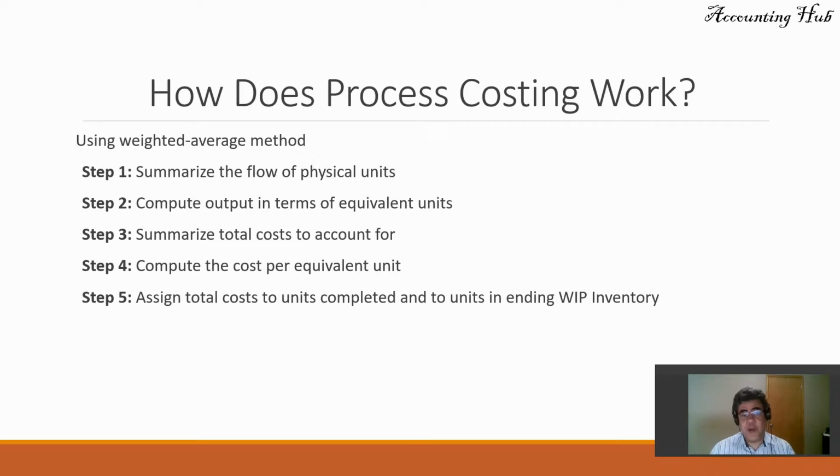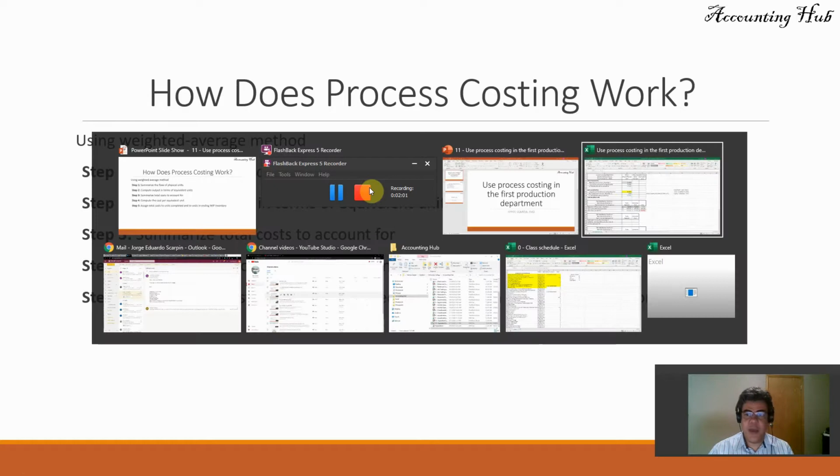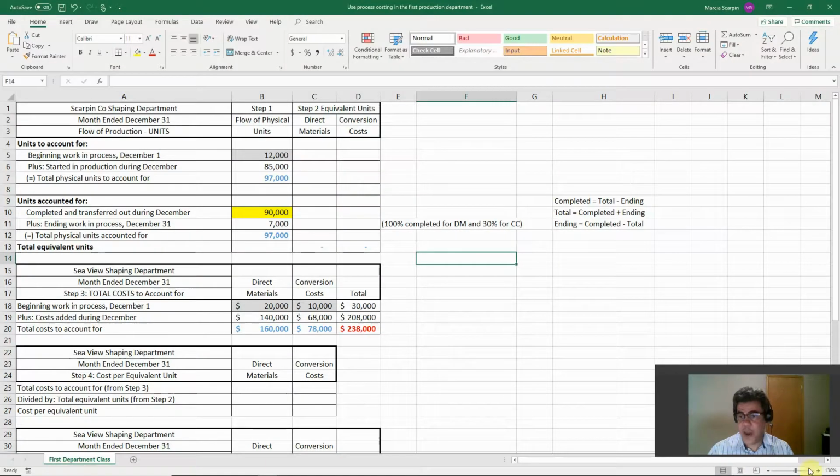The first one, summarize the flow of physical units. And then compute outputs in terms of equivalent units. And by the way, we also have a video about equivalent units that is also in our video description. Step number 3, summarize the total cost. Step 4, compute the cost per equivalent unit. And number 5, we will assign it to the units, to completed units and work in process inventory. So let's go to our Excel file.